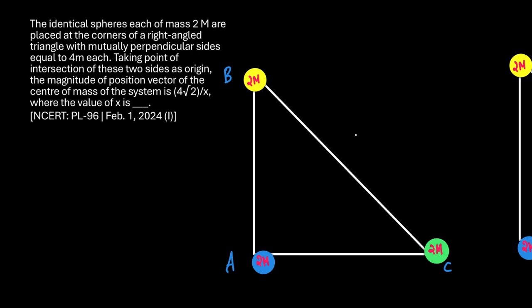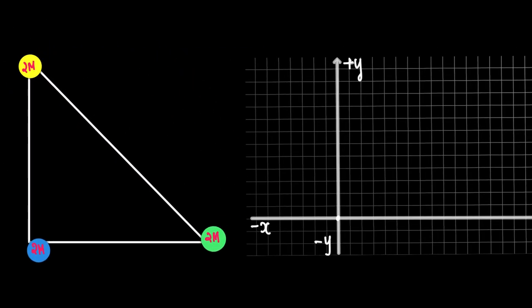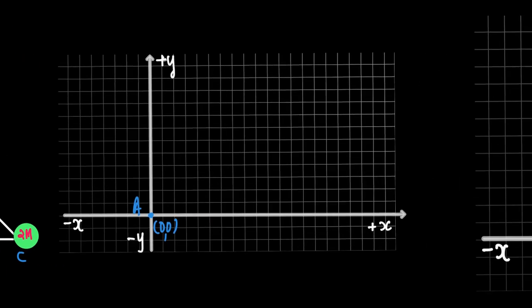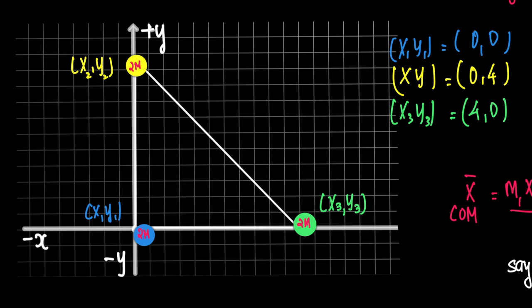Okay, taking point of intersection of these two sides as origin, right? So we have ABC, triangle ABC, right angled at A, and this point A is taken to be the origin. So we have triangle ABC, and we need to put A at this origin here. So if we place the given setup into this graph, this is what we get.